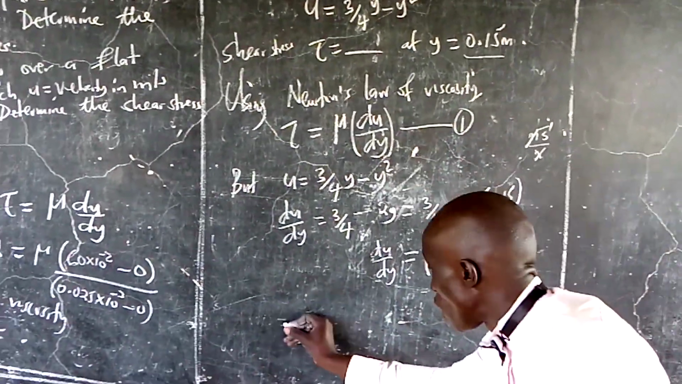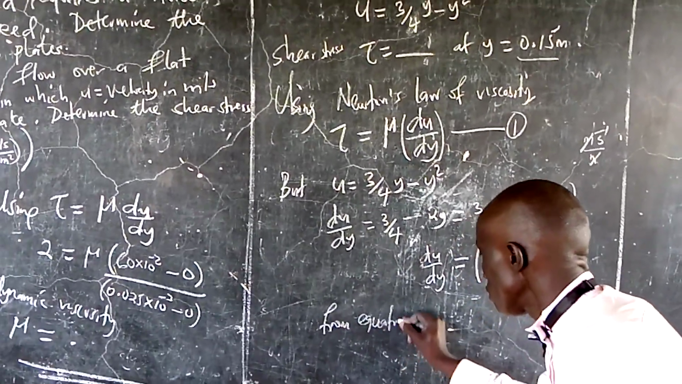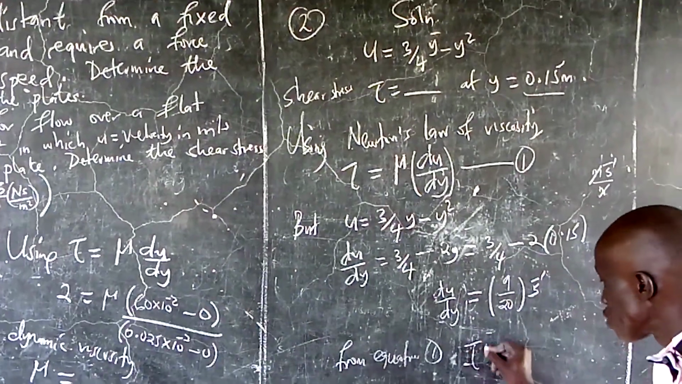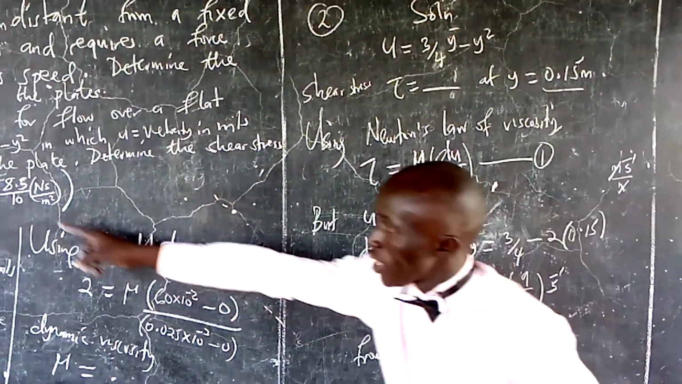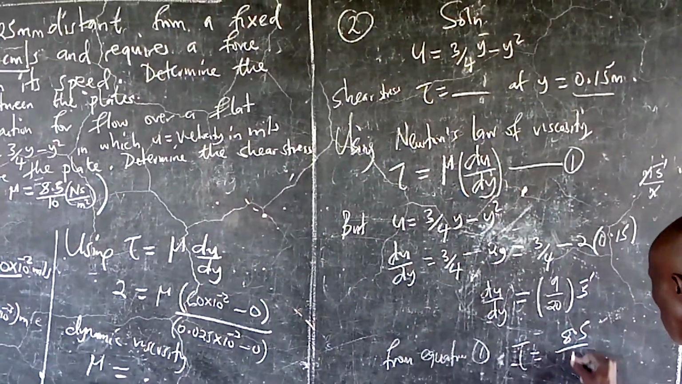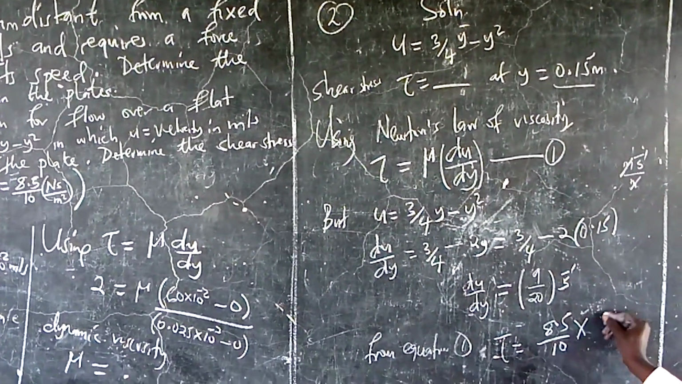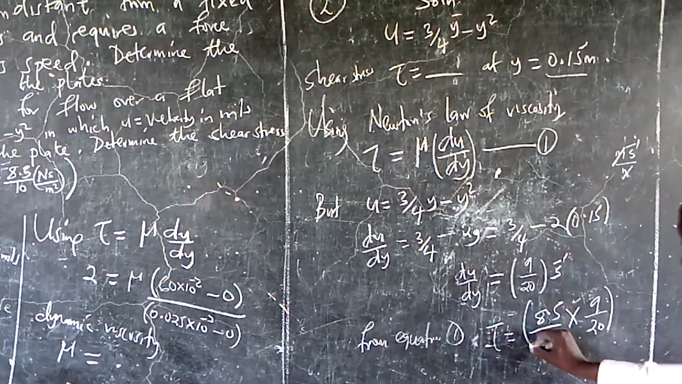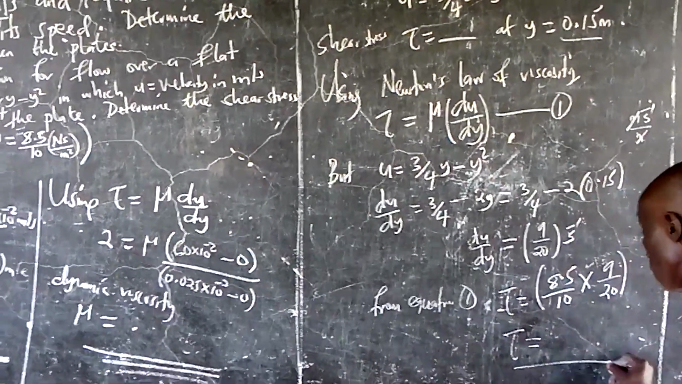So that means substituting from equation 1, it's not very hard and very simple. Our tau is going to be equal to our mu, which is given here, 8.5 by 10. So it's going to be 8.5 divided by 10 times our du dy, which is 9 over 20. So you can work out this, and when you work it out, please get this answer here.